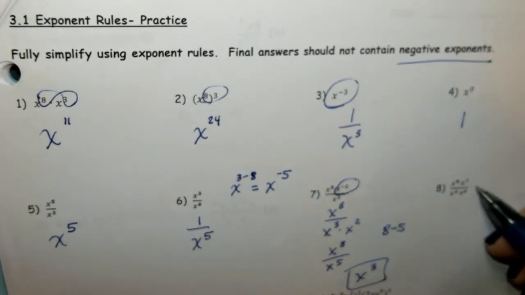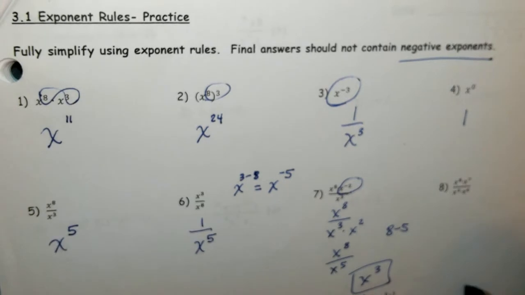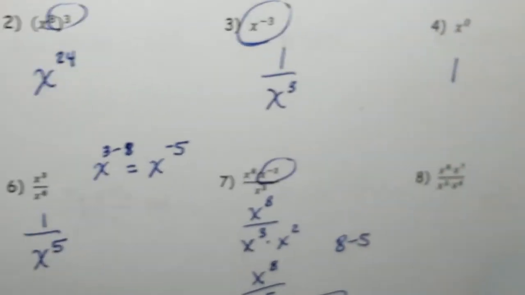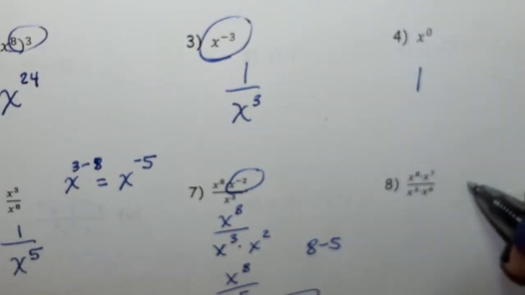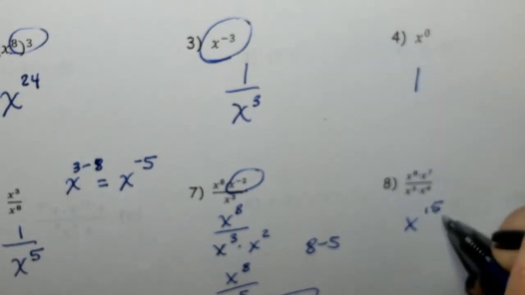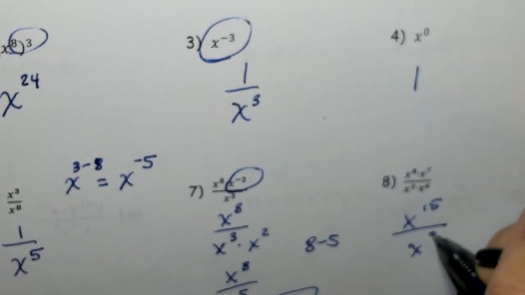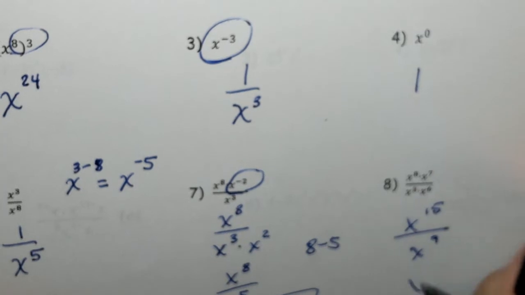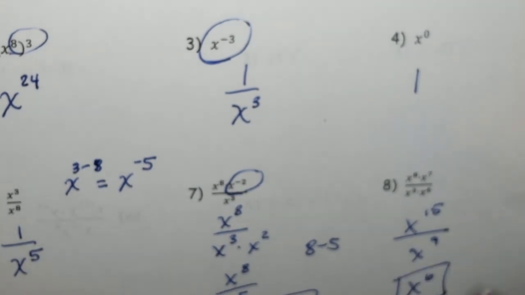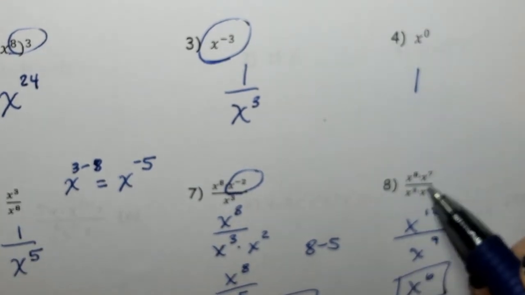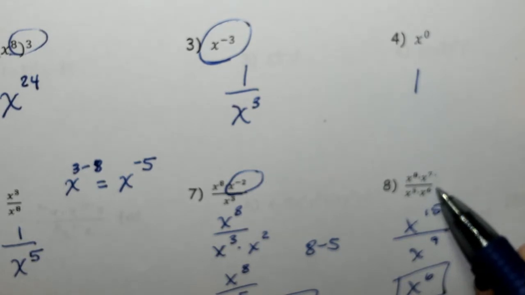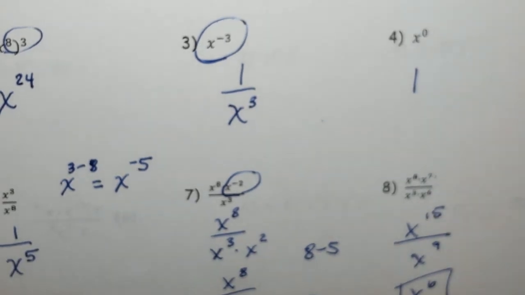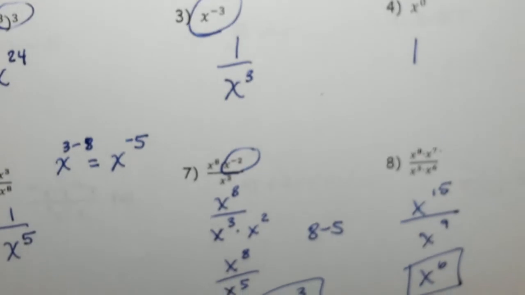So this, you have a choice. When you have this, let me zoom in a little bit so you can see that better. You could either say x to the 15th over x to the 9th, and then that reduces to x to the 6th. Or you could do 8 minus 3 is 5, 7 minus 6 is 1, and then get x to the 6th either way.